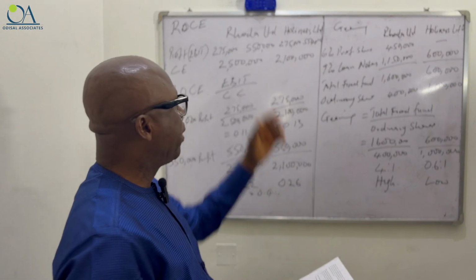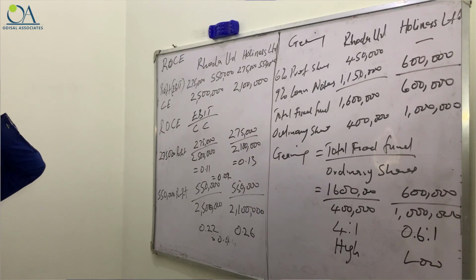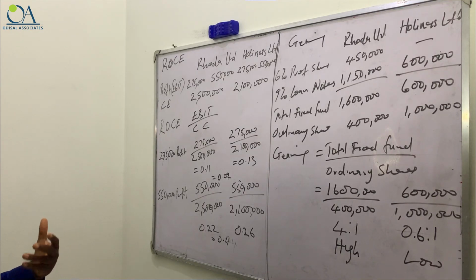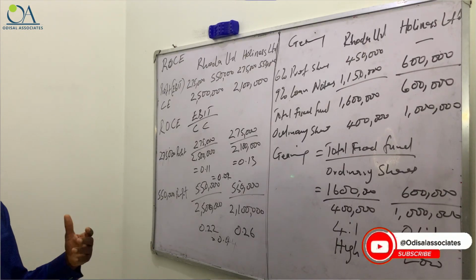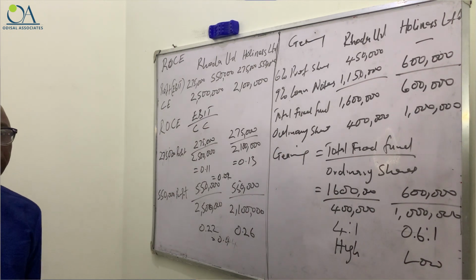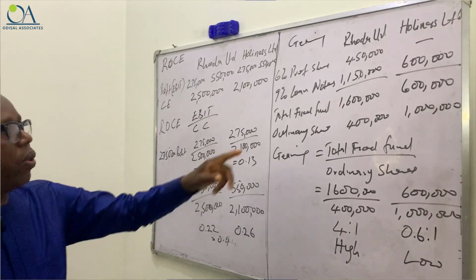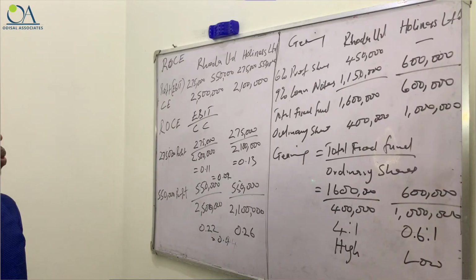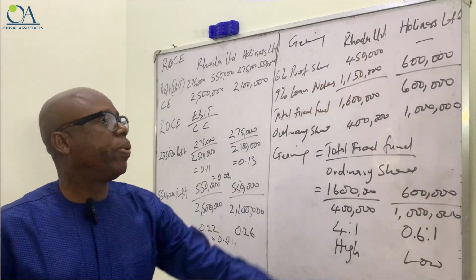We go to gearing ratio, Rhoda Limited and Holiness Limited. We start to compute the total fixed fund, that does not belong to the owner of the business. So we have 6% preference shares of 450,000 for Rhoda, while Holiness have no preference share.